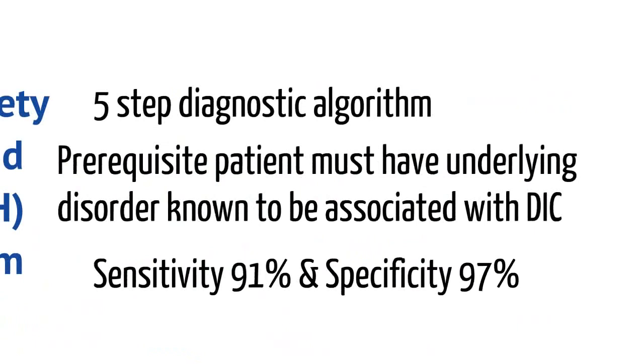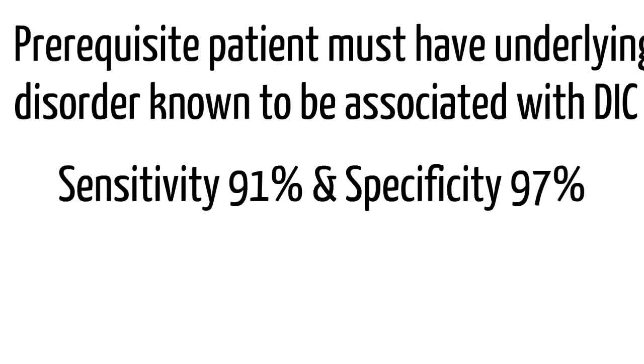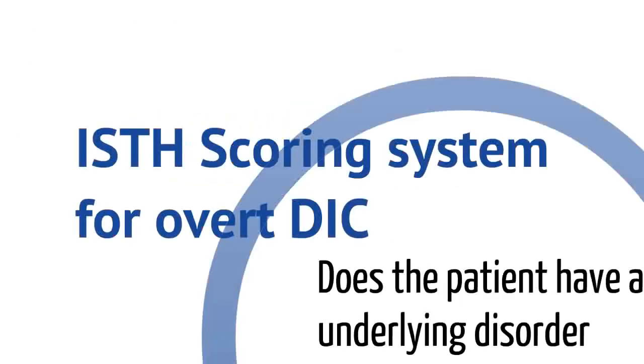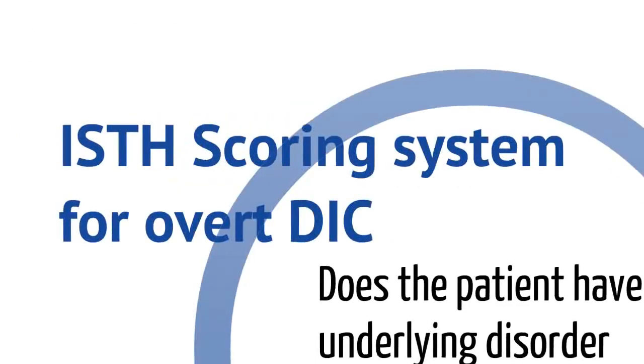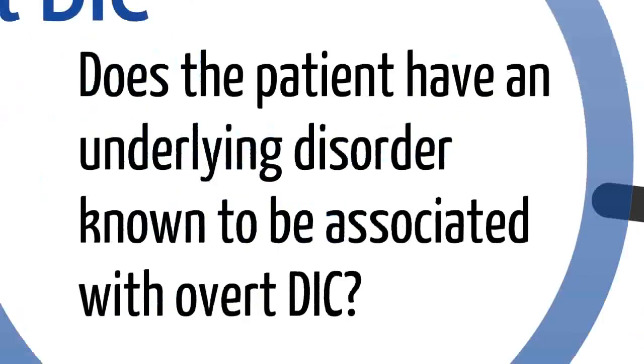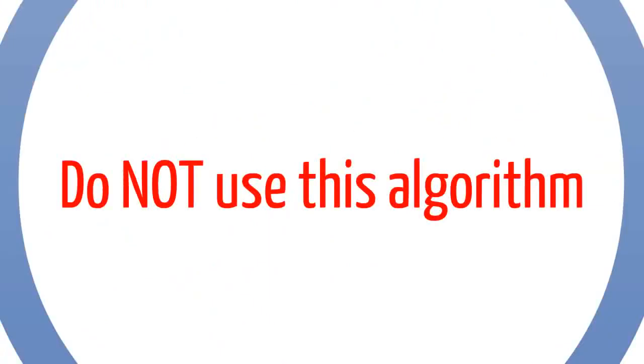The prerequisite is that the patient must have an underlying disorder known to be associated with DIC. It has a 91% sensitivity and 97% specificity, making the scoring system very good in diagnosing patients who have DIC. So let's go over the system for DIC. First off, you want to know, does this patient have an underlying disorder known to be associated with overt DIC? If the answer is a resounding no, then you cannot use the scoring system.